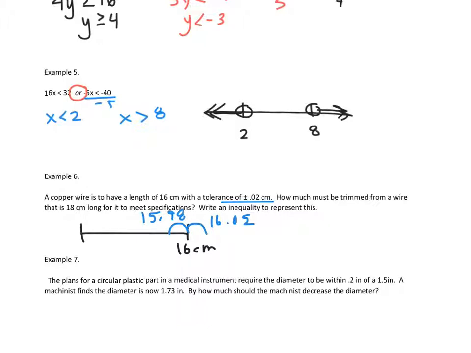How much must be trimmed from a wire that is 18 centimeters long for it to meet the specifications? So if it starts at 18 and you could get down to 15.98, you could cut off 2.02, but it could also go up to 16.02. So you could cut off 1.98. I want to always write the lower number first in the inequality. So you could cut off between 1.98 centimeters all the way up to 2.02.